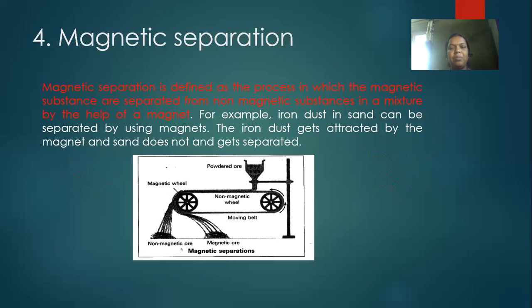Magnetic separation. Magnetic separation is defined as the process in which magnetic substances are separated from non-magnetic substances in a mixture with the help of a magnet. For example, iron dust in sand can be separated by using a magnet. The iron dust gets attracted by the magnet and sand does not, and gets separated. The magnetic materials are attracted by the magnet in this method, and in this way the magnetic and non-magnetic substances are separated.